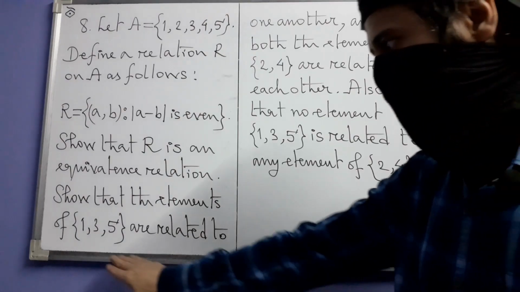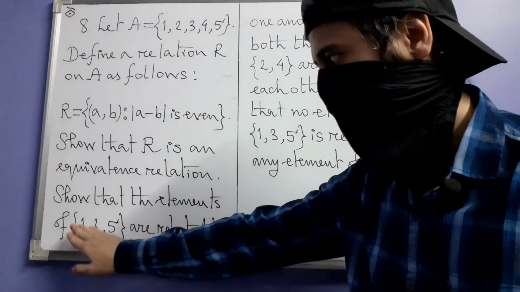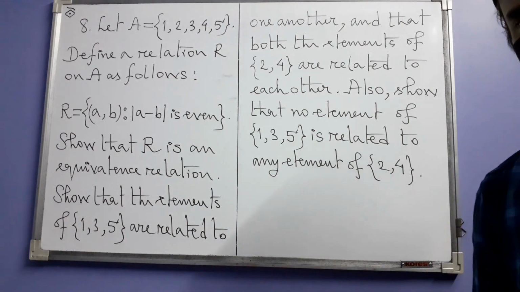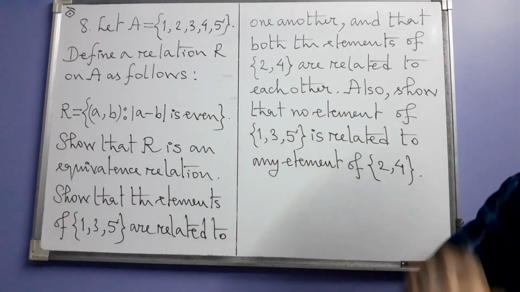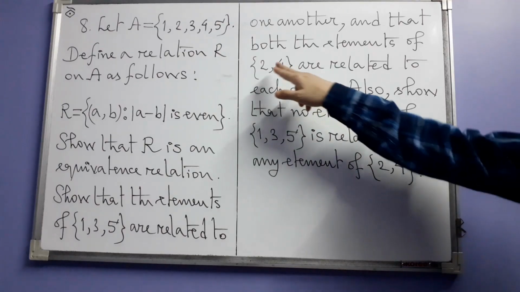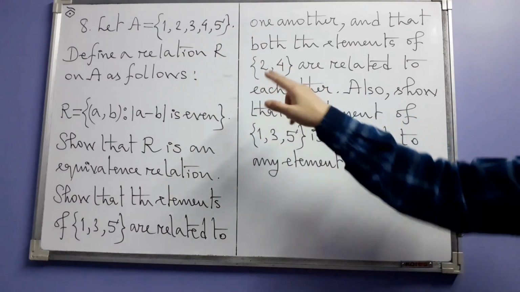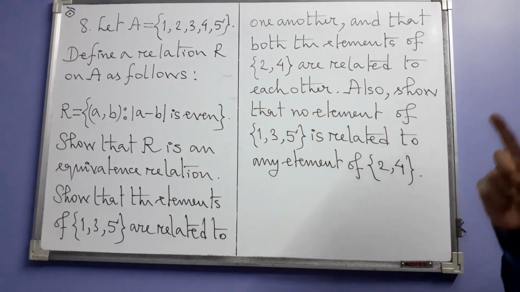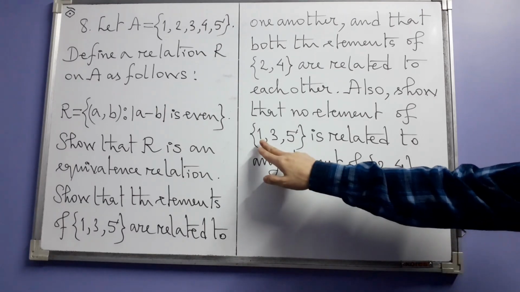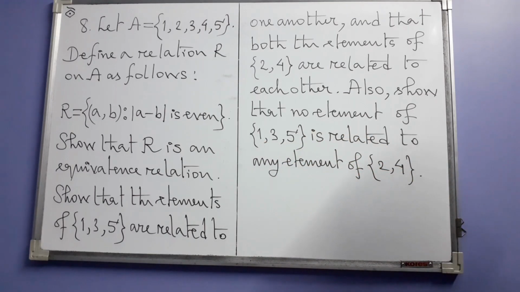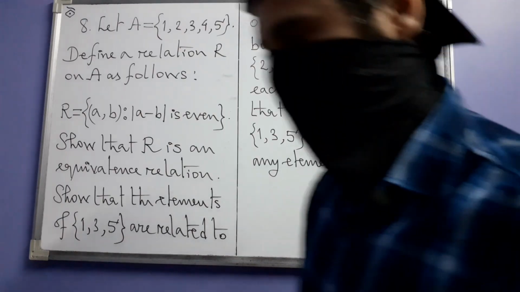The second task is we have to show that all the elements of this set 1, 3 and 5 are related to one another. And the third thing is that we have to show that both the elements of this set are also related to each other. And finally there is one more thing to show. No element of this set is related to any element of this set. Okay, so let's see the solution.